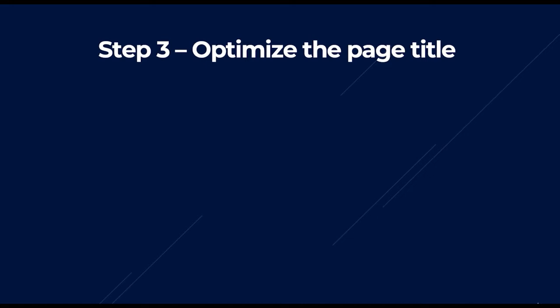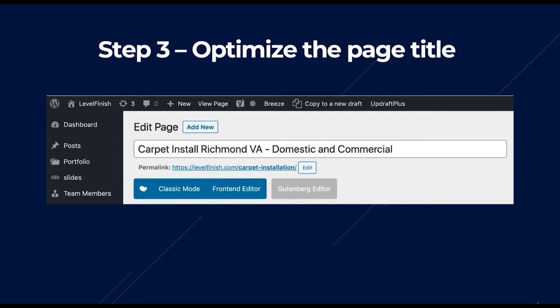Step 3, optimize the page title. So what is the page title? The page title is what you fill in at the top of your WordPress edit page. Whenever you add a new page, this is the first field that you have to fill in. It typically gets automatically converted into an H1 tag. However, a bad theme will convert this into 2 H1 tags or even an H2 tag. The H1 represents the main topic of your page.